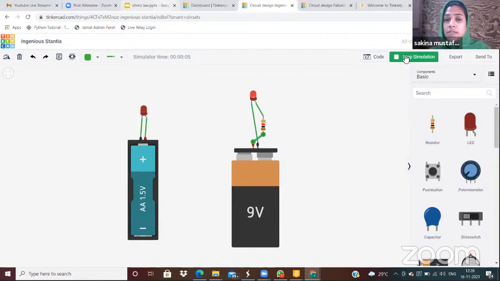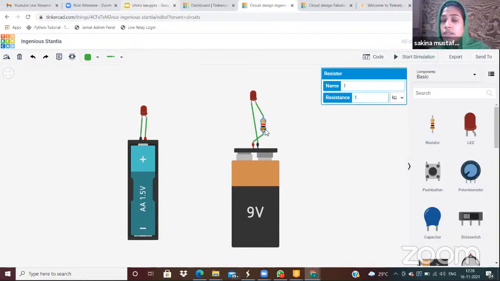Now what will be the resistance value? It is told that here it is 1 k ohm. You can see there are various ohm and k ohm values, so we have used the 1 k ohm. You can see the color of the resistor as well: brown, black, and red. If I change, it's a 440 ohm. So you can see 440 ohms, I'm telling.